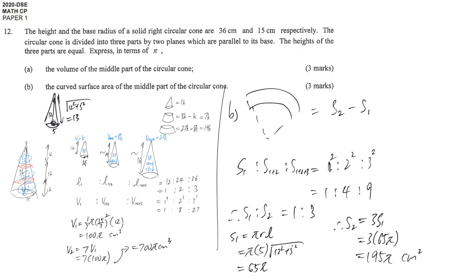In this question, I didn't write clearly what this label means, so you need to copy exactly the same thing: volume of the middle part of the circular cone, and the curved surface area of the middle part.